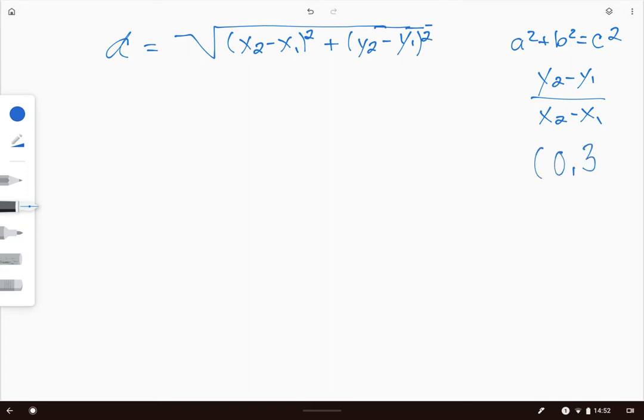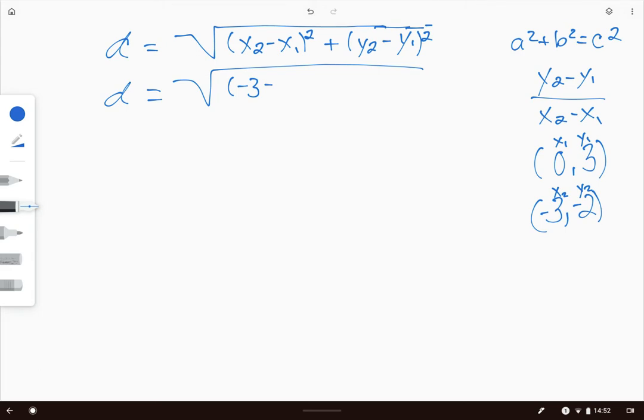So here are my 2 points: (0, 3) and (-3, -2). We'll let the first point be x1 and y1, and we'll label the second point x2 and y2. And we'll just start substituting them into the distance formula. My x2 is going to be -3. My x1 is 0. My y2 is going to be -2. And my y1 is going to be 3. And all of that's going to be squared.